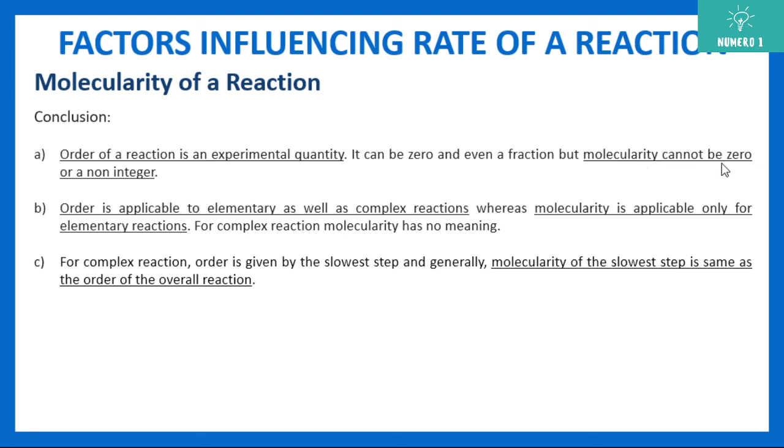If there is no molecule, then it can be zero, but then there will be no reaction also. And it cannot be a non-integer. So it always has to be one molecule or two molecules or three molecules. It cannot be 2.5 molecules reacting to give you a product. You don't have a half molecule or half a species.